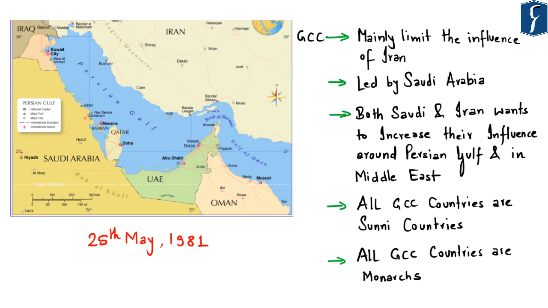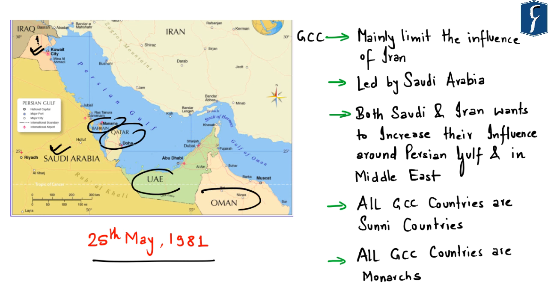Now the Gulf Cooperation Council was formed in May 1981, and it was done mainly to limit the influence of Iran. It was led by Sunni dominated Saudi Arabia, which is in constant rivalry with the Shia dominated Iran. So, all Gulf Cooperation Council countries are Sunni countries who are trying to counterbalance Iranian or Shia influence. These countries are Kuwait, Saudi Arabia, Bahrain, Qatar, UAE, as well as Oman. So, these are the 6 countries with respect to the Gulf Cooperation Council: Kuwait, Saudi Arabia, Bahrain, Qatar, UAE, and Oman.